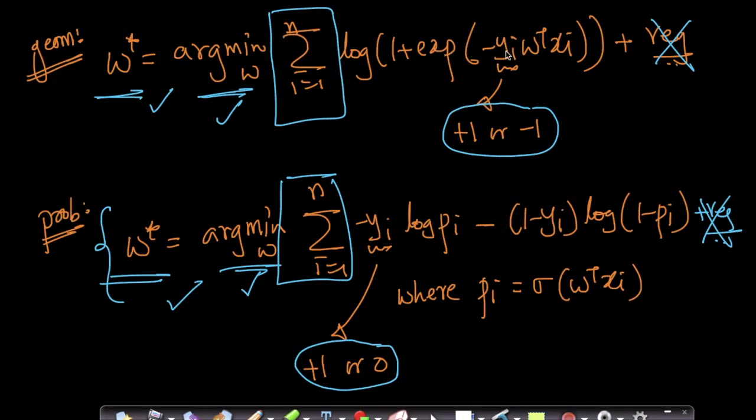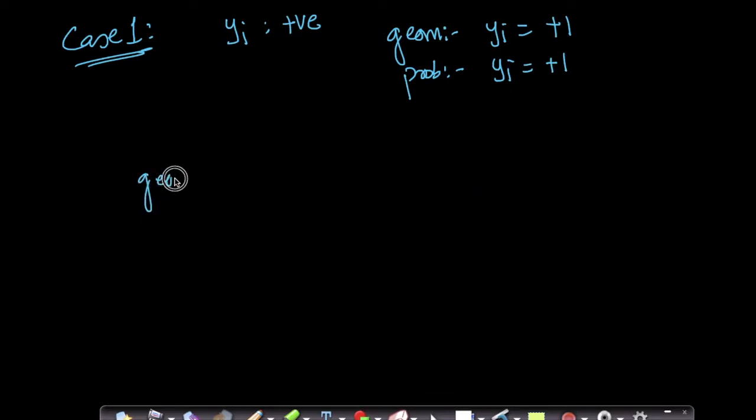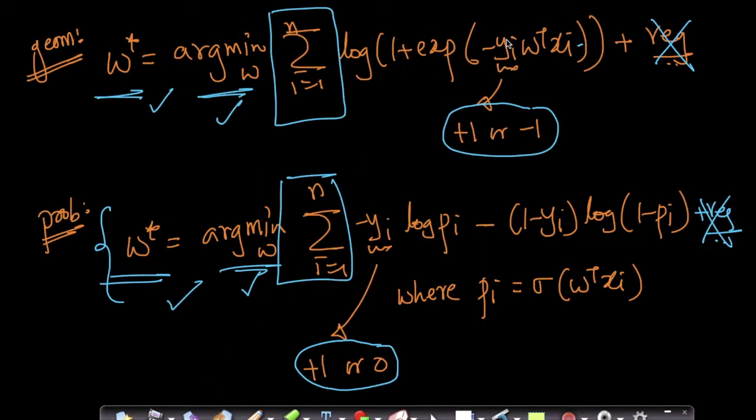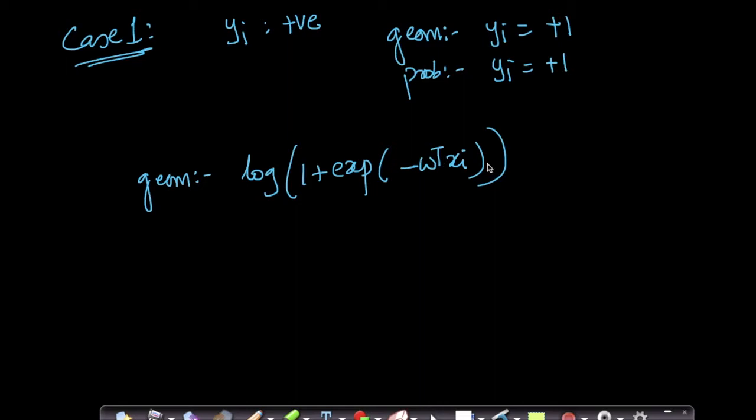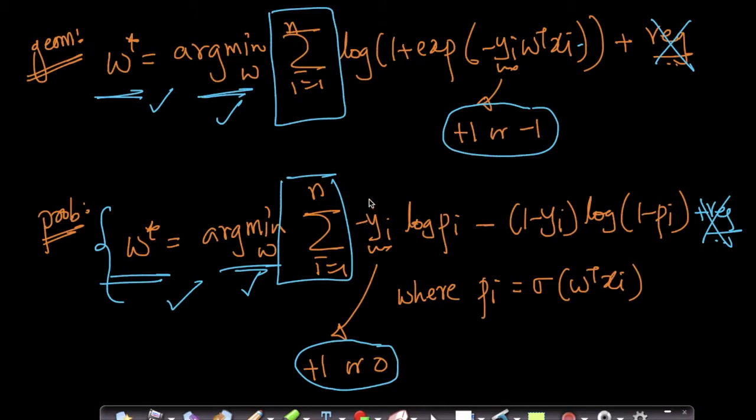So when yi is positive, what happens? If yi equals +1, in the geometric formulation it becomes log of 1 plus exp of minus w transpose xi, because your yi has become +1. What happens in the probabilistic part? When yi equals 1, the first term stays the same. But 1 minus yi is 1 minus 1, which is 0, so this whole second term becomes 0. So you're only left with minus yi log pi.